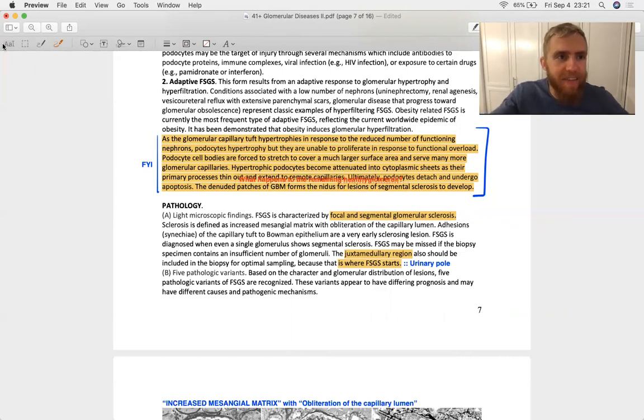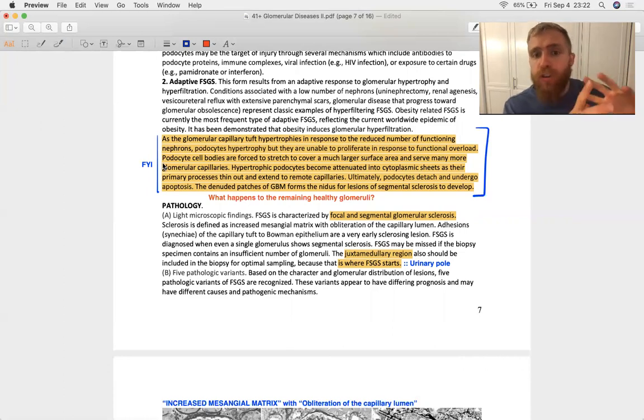And the question it's asking and answering is, when you have glomerular damage, what happens to the remaining healthy glomeruli? And so the answer is they hypertrophy because there are a bunch of endothelial cells and epithelial cells. They can do that, but not podocytes because podocytes are terminally differentiated. And so when the remaining healthy glomeruli hypertrophy, podocyte cell bodies are forced to stretch to cover a much larger surface area and serve many more glomerular capillaries, which are hypertrophic.